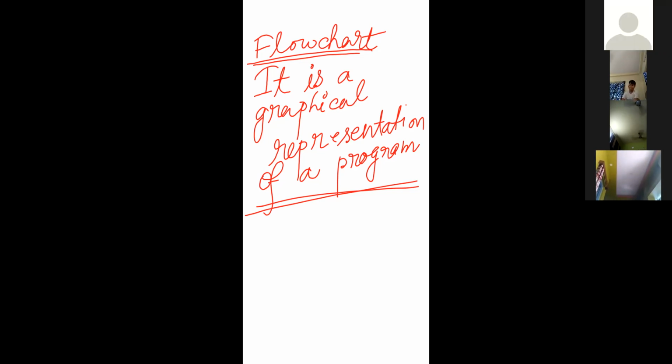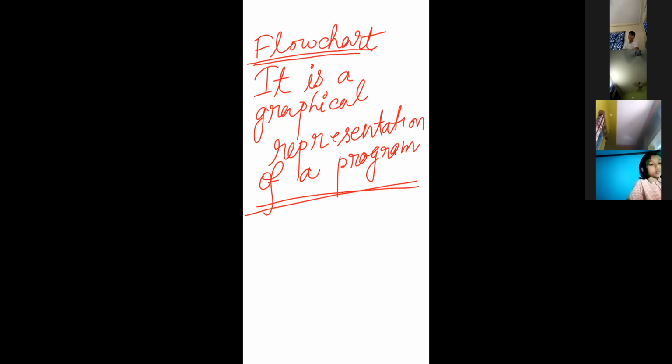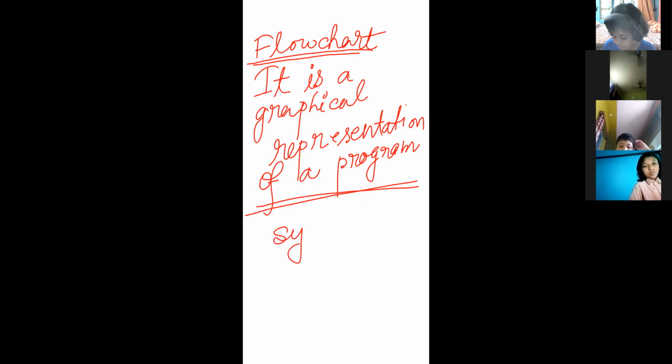But in case of flowchart, we are using notations, the symbols. We are not using normal language. And boxes and arrows. Just write some symbols. Ma'am, boxes and arrows or circles. Exactly.